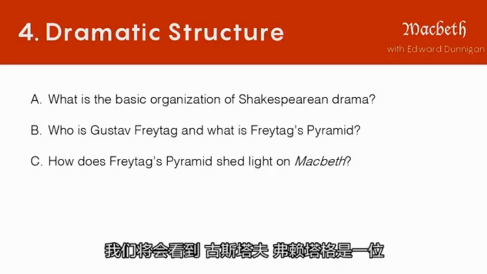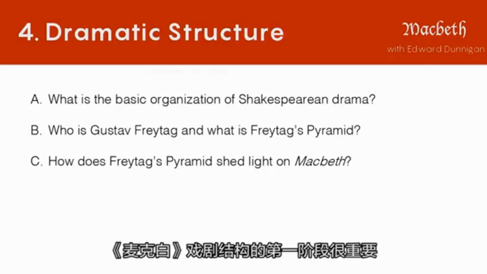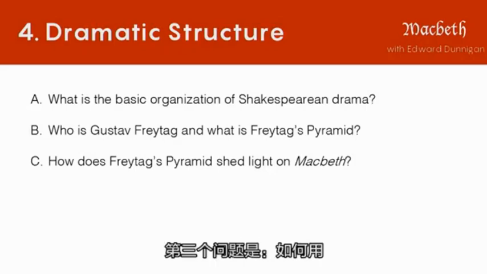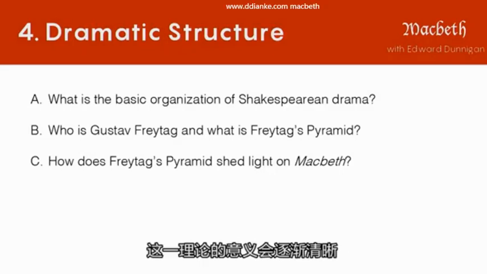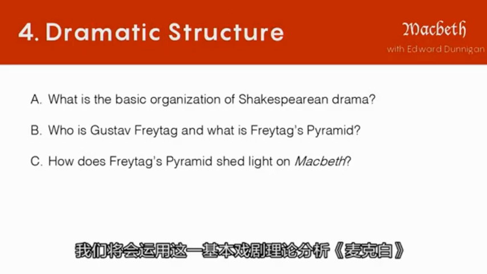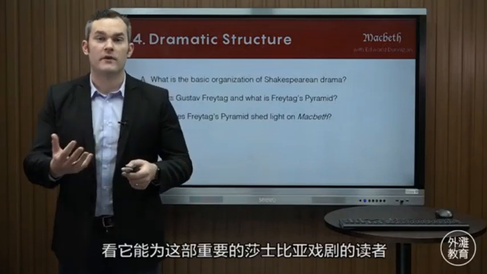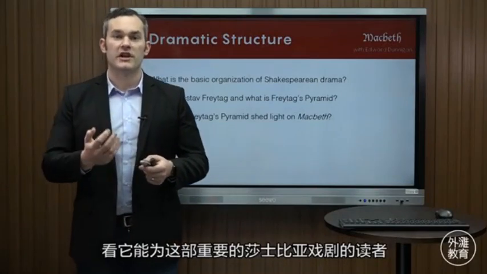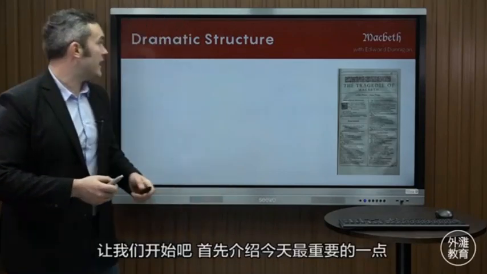As we're going to see, Gustav Freytag is an important German literary theorist, and his theory of drama is going to be really important for the first stage of our analysis of dramatic structure in Macbeth. And number three, how does Freytag's pyramid shed light on Macbeth? This is going to make more sense as we move into today's lesson, but we are going to apply this basic theory of dramatic literature to Macbeth and see what information it produces for us as readers and analysts of this important Shakespearean drama. So let's go ahead and get started.